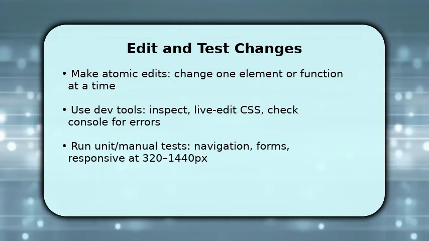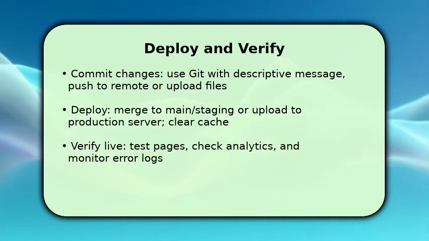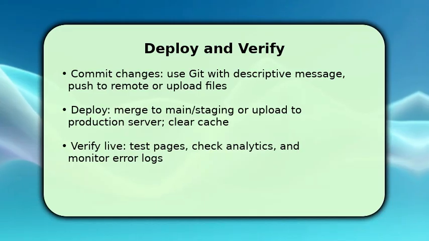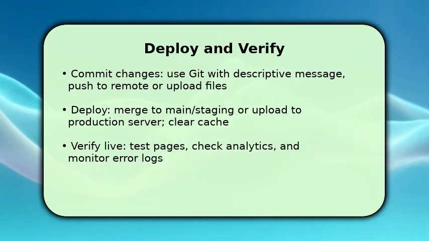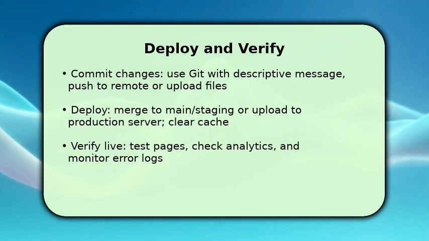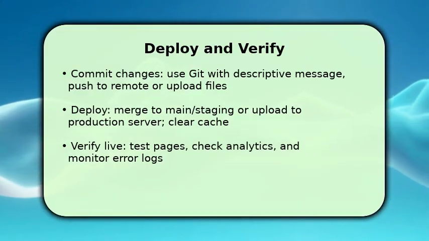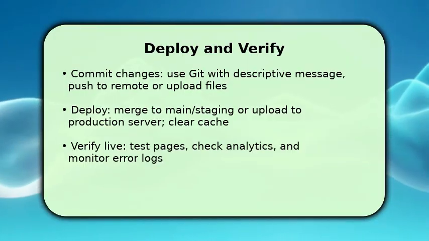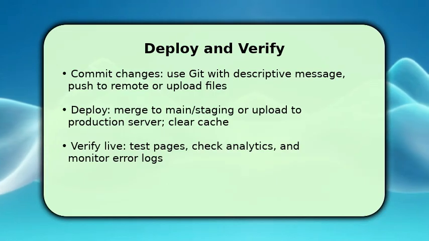When you're satisfied, commit your changes with a clear message and push to the remote branch, or upload the modified files to the production server. Then deploy by merging to main or using your hosting deploy flow, and clear caches or CDN to ensure visitors see updates. After deployment, verify the live site. Navigate changed pages, confirm forms and assets load, and watch analytics or server logs for errors. If something breaks, revert to the backup and reapply fixes cautiously.